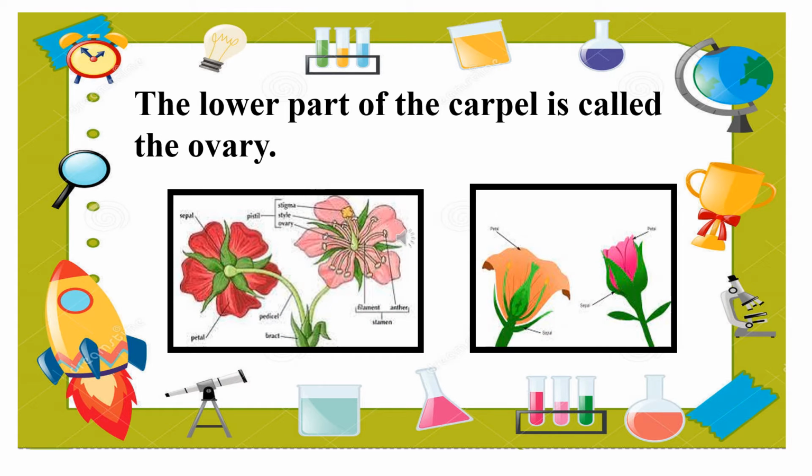The lower part of the carpel is called the ovary. Before giving the answer to this statement, I would like to explain about carpel. The carpel is the third part of a flower and it contains the eggs or ovules which grow into the seed. So the lower part of the carpel is called the ovary and the ovary contains the ovules.